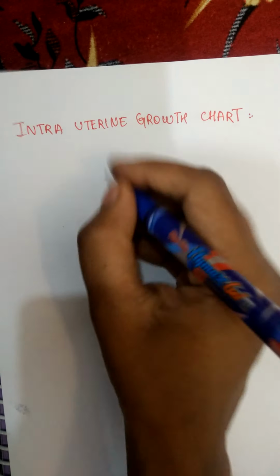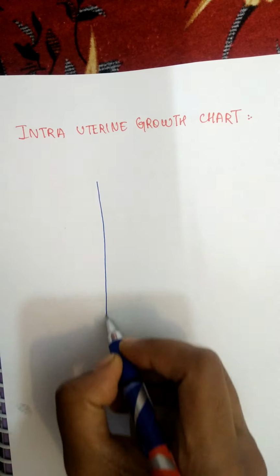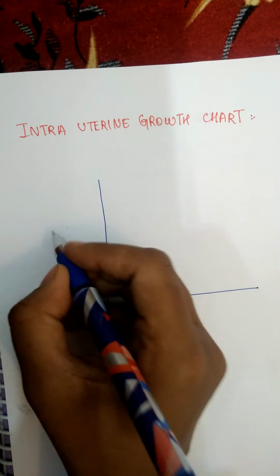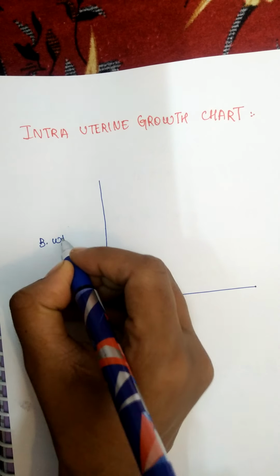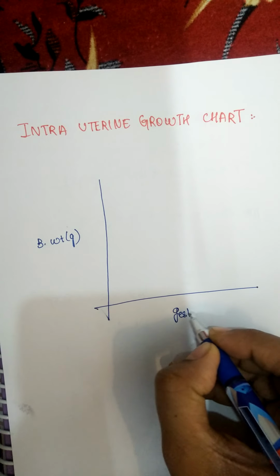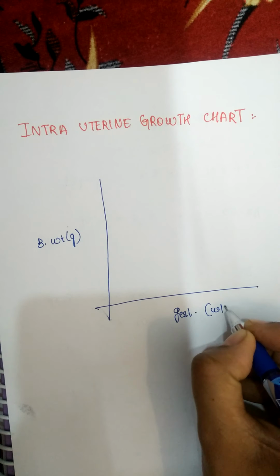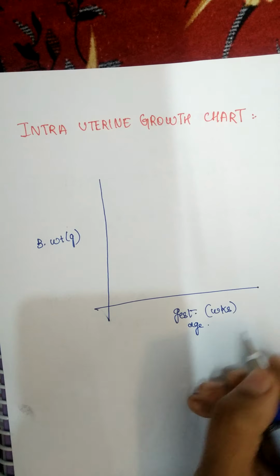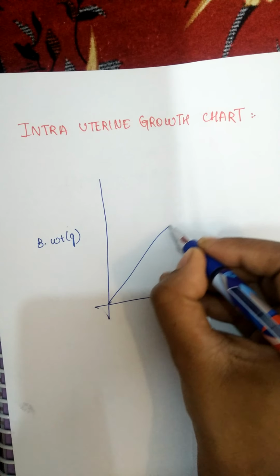In this video, let us learn about things related to the intrauterine growth charts topic. This is a graph in which the body weight in grams is plotted against gestational age in weeks. This is the graph plotted, and usually this graph would be like this.